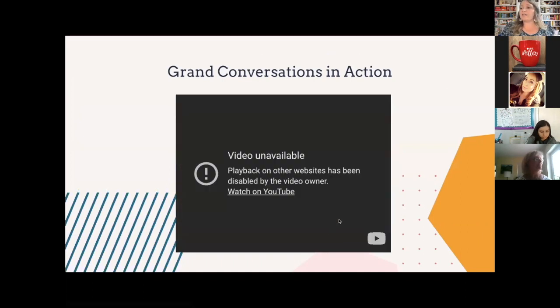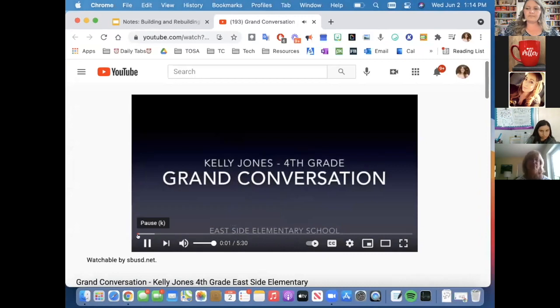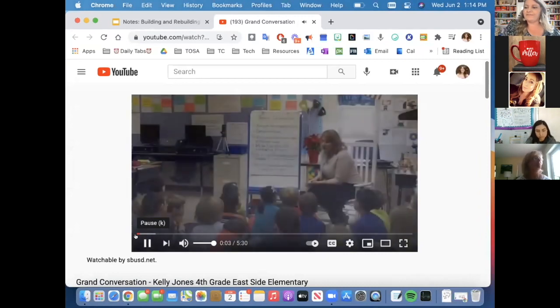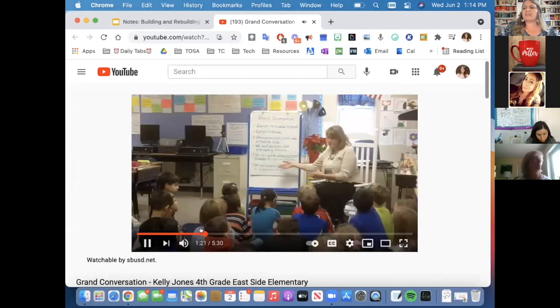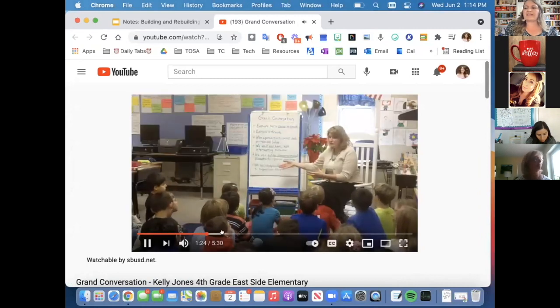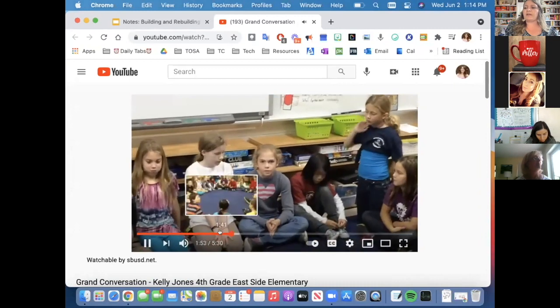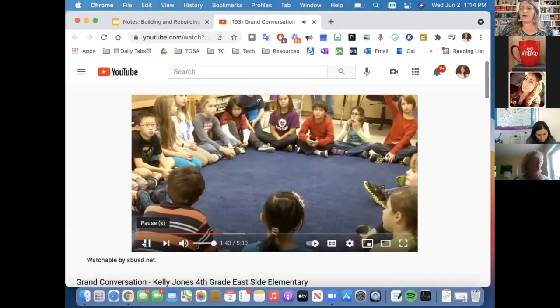But the read aloud is a great way to do it. So I'm just going to show you. We are going to have a grand conversation. Okay, so I'm going to skip the first part, but she basically just goes over the expectations. She's just sort of preparing them. She gives them some sentence frames, and then we're going to go ahead and watch the grand conversation.